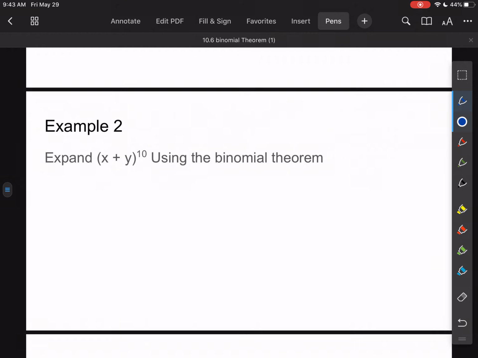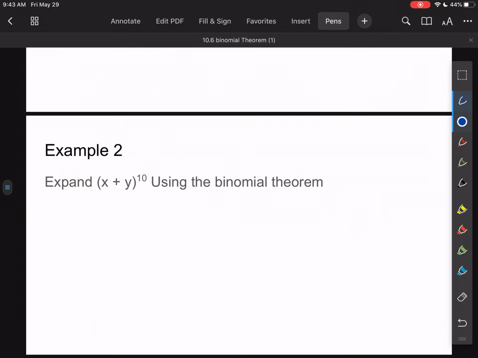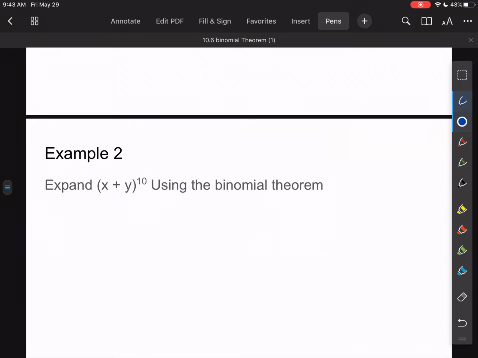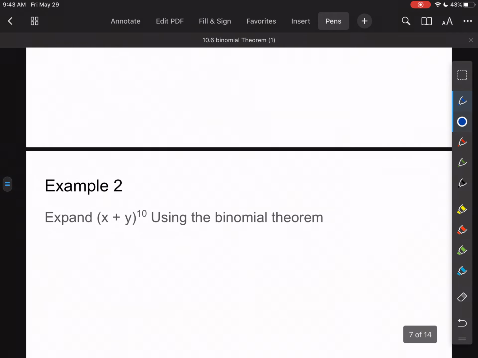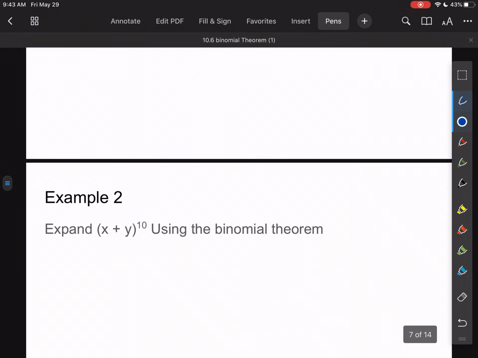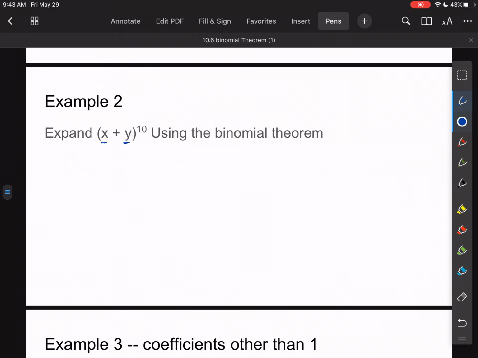We're going to expand out x plus y to the 10th using the binomial theorem. Yes, we could use Pascal's triangle for this, but we're just going to use the binomial theorem so you know how to show work for this. Since I have x plus y, you guys know the pattern, right? We start with x to the 10th, and then drop down x to the 9, 8, 7, 6, 5, 4, 3, 2, 1. Y starts with 0, then goes 1, 2, 3, 4, 5, 6, 7, 8, 9, 10. But let's figure this out.